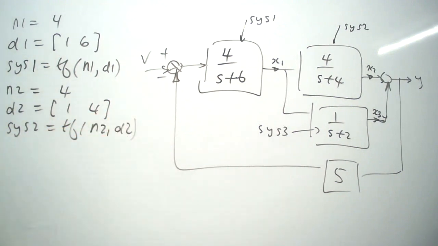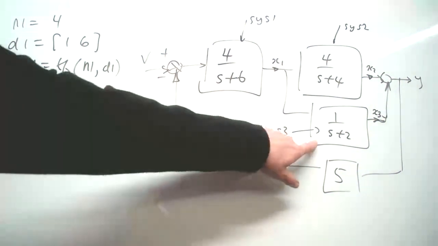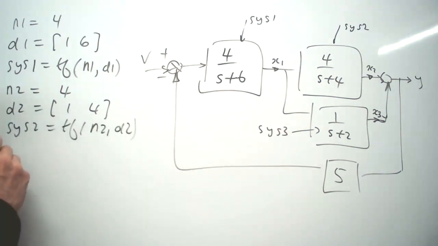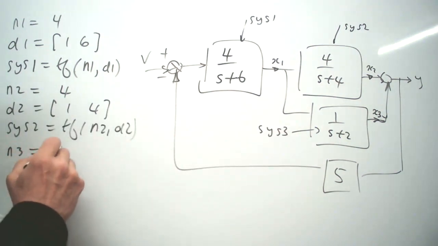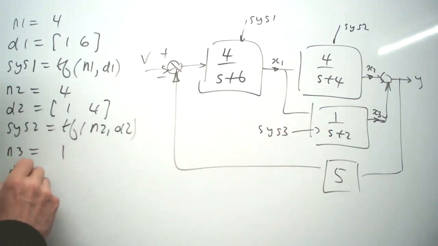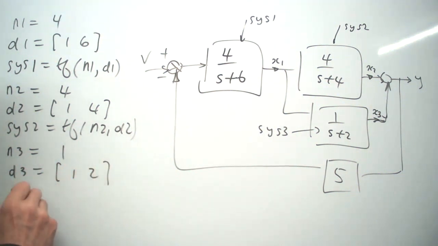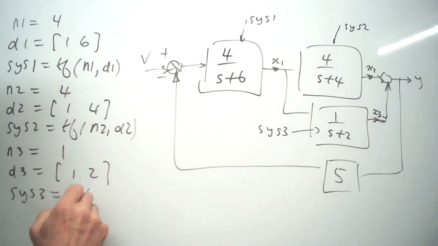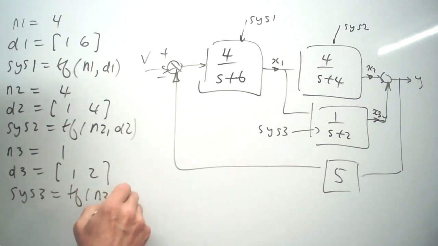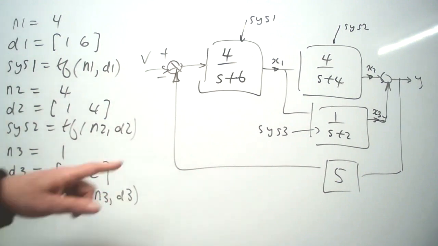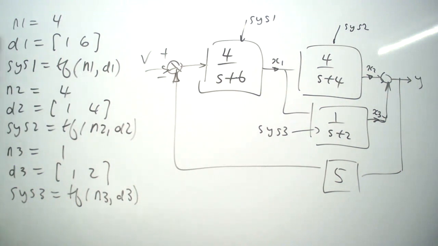Normally you'd never be allowed to do this because you'd be in the exam hall doing it and you couldn't do it, but this year you can. Last one is this one here. So you put n3 equals 1, d3 equals 1, 2, sys3 equals tf n3 d3. So I've just entered now the 3 transfer functions in with this bit of code here.